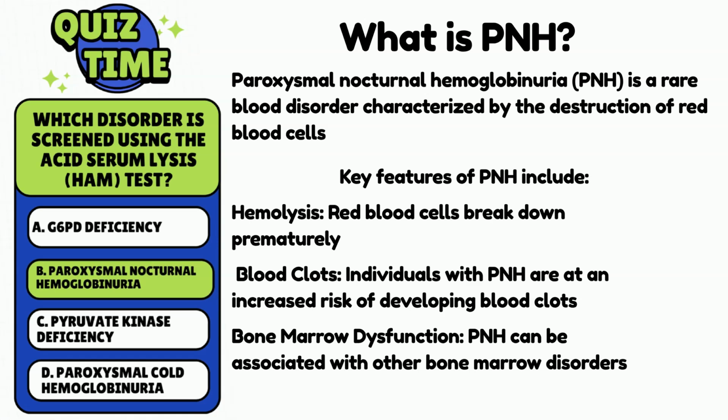Diagnosis typically involves blood tests that check for signs of hemolysis and specific markers associated with PNH. The treatment options may include supportive care, medications that reduce hemolysis, and in some cases, bone marrow transplant.